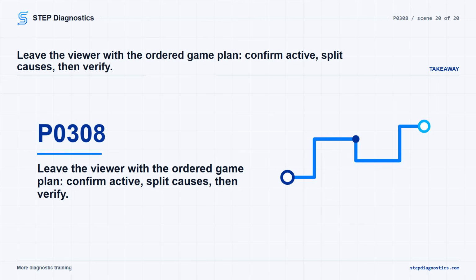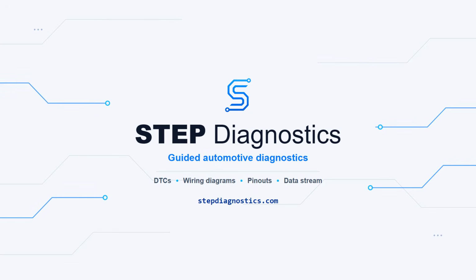Takeaway: prove the active cylinder 8 misfire first. Separate fuel, spark, mechanical, and control circuit causes in order, and keep final verification separate from testing.